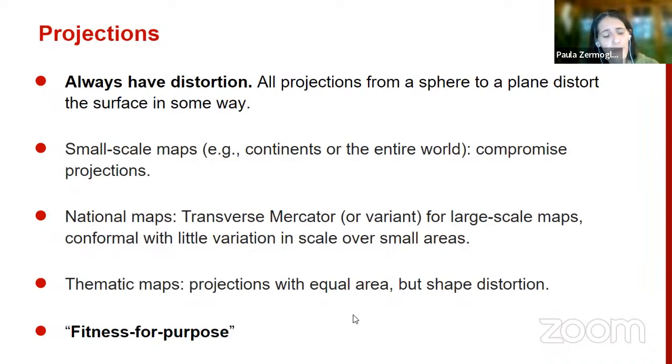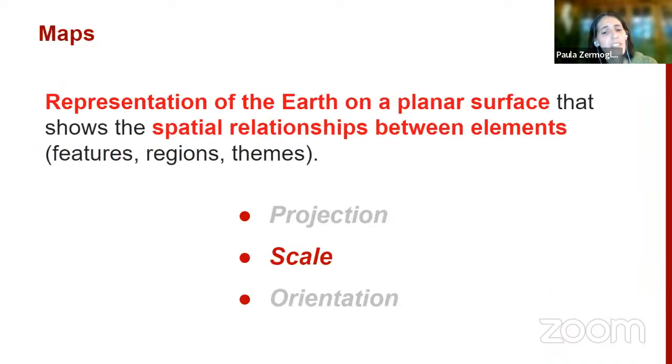As you can see, for different purposes, we can use different projections. So the projection that we're using is very tied to the concept of fitness for purpose. That is, we use the projection that is better for the purpose, for the objective that we want to achieve. So we have seen projection. We're going to talk a little bit about scale of maps.